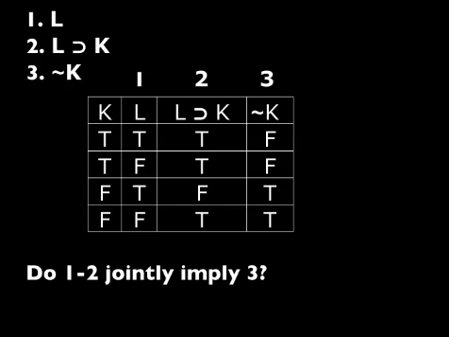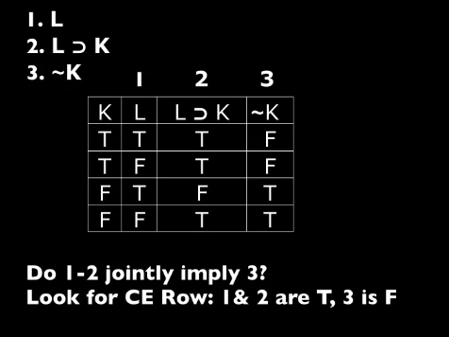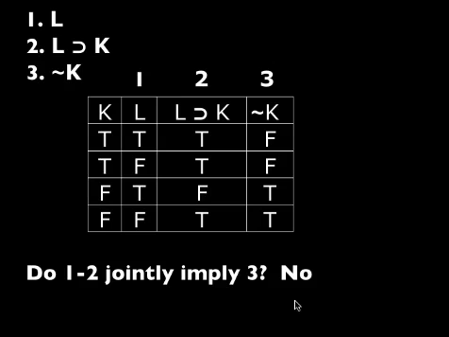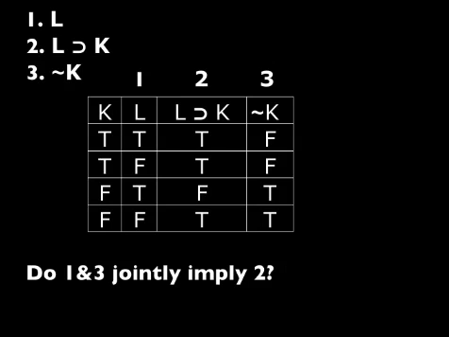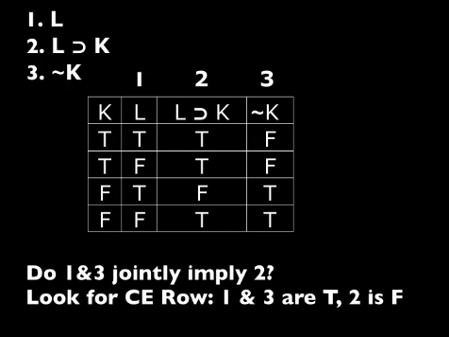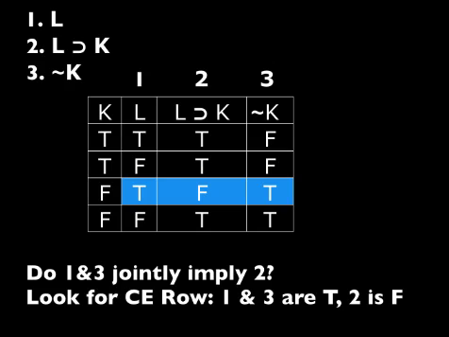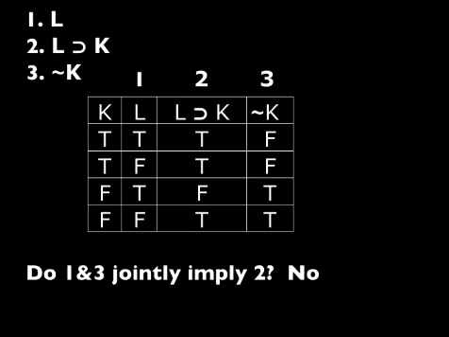Do 1 and 2 jointly imply 3? So again, I'm going to look for the counterexample row where 1 and 2 are true, but 3 is false. And sure enough, row 1, 1 and 2 are true, but 3 is false. So I've got my counterexample row. So the implication does not hold. Okay. Do 1 and 3 jointly imply 2? So now I'm looking for a counterexample row where 1 and 3 are true, but 2 is false. Okay, is there such a row? Sure enough, row 3. 1 and 3 are true, but 2 is false. So there is a counterexample row. So the implication does not hold.